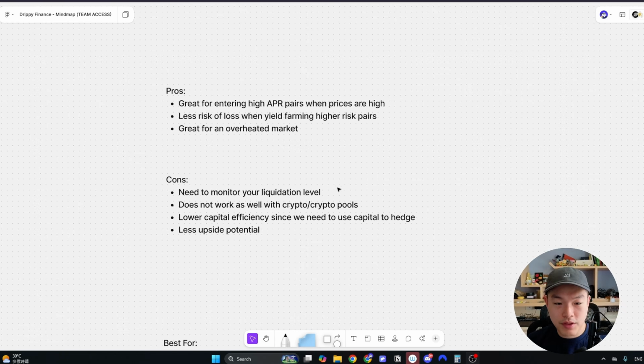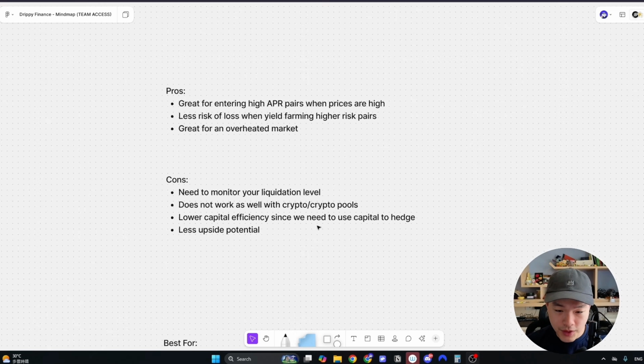But if you are using different charting software like TradingView, that's not really an issue because you can set alerts, right? As long as you're not managing too many positions, then this is completely fine. It doesn't work as well with crypto to crypto pools. If you guys are running a hedge setup, I definitely prefer a crypto to stable pool just because it's much easier to balance the amount you need to hedge versus a crypto to crypto pool.